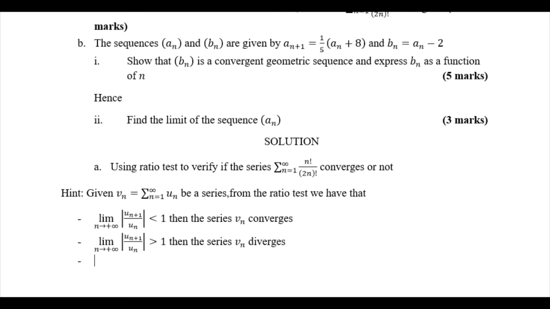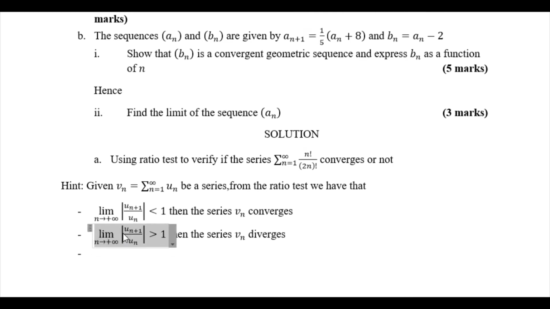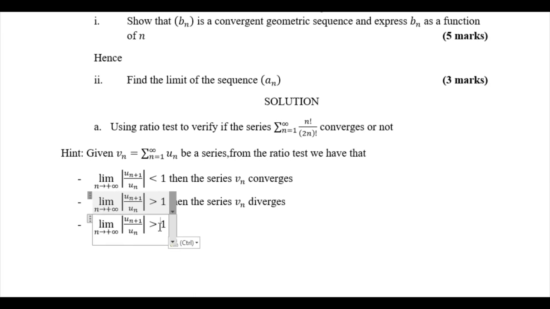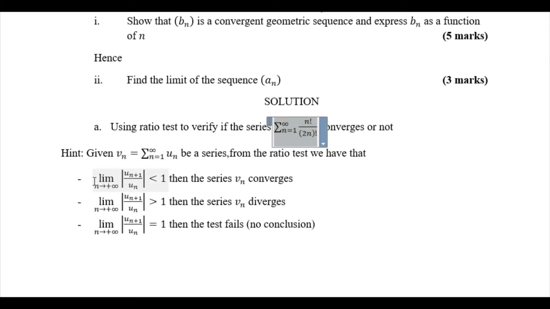Now if the limit is equal to 1, we cannot conclude. We simply say the test fails, so we cannot use the test: there is no conclusion about the convergence or divergence of the series. So if we want to use the ratio test to determine whether or not this series converges, we must begin by looking for this limit, and then we use these 3 conditions to conclude if the series converges, diverges, or the test fails.